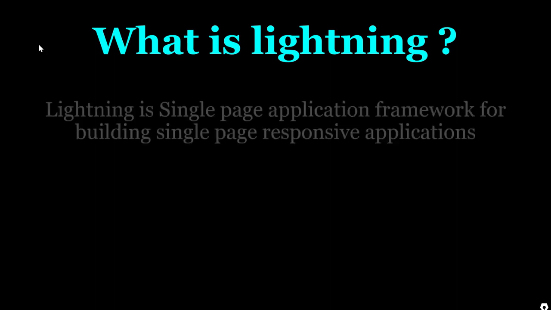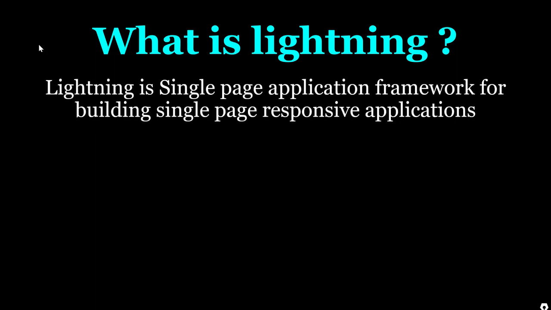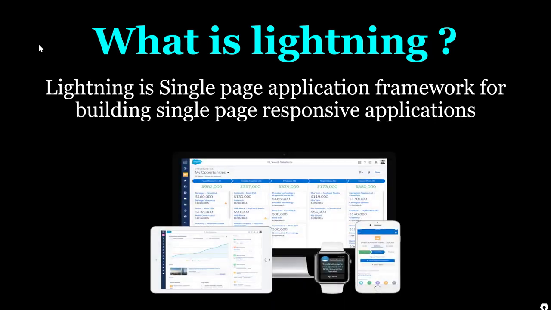Basically, what is Lightning? Lightning is a single page application framework for building single page responsive applications. Yes, you are right. It is a modern UI framework used in the development of dynamic web apps for desktop and mobile devices. Lightning brings tools and technologies used to build Lightning Experience, which is interactive. So the key takeaway is we can build standalone mobile apps with Lightning.